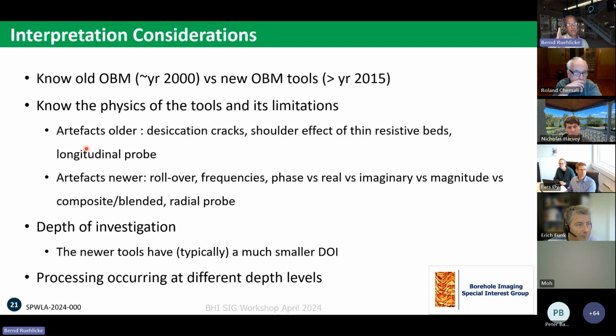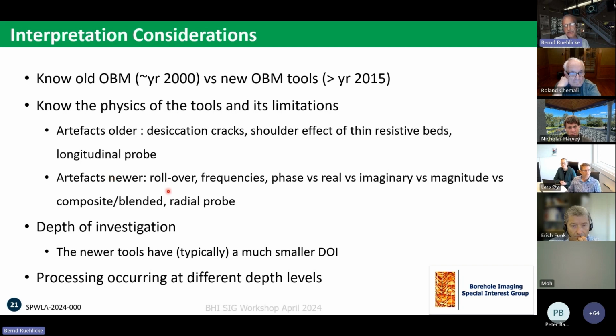And that's why you will very often not be able to see fractures or, let's say, high apparent steep dips, where the newer tools have a radial probe going straight out, and they can detect those things. That's why what Peter was showing was that the desiccation cracks were totally gone on the newer tools. So the newer tools also have their artifacts. Nothing is for free in this world.